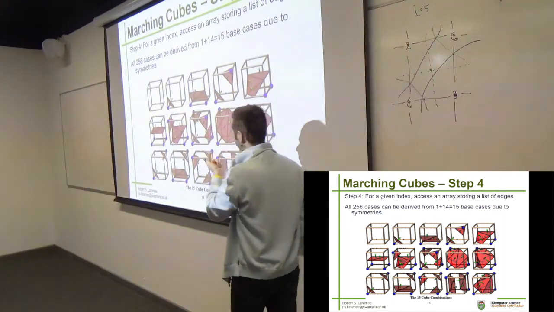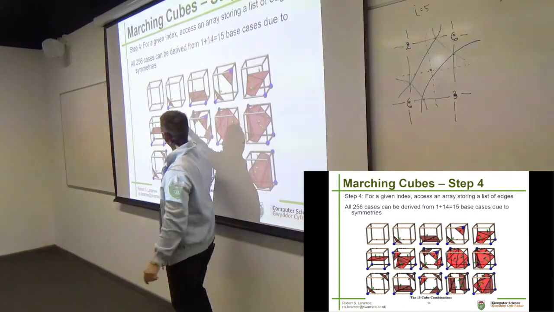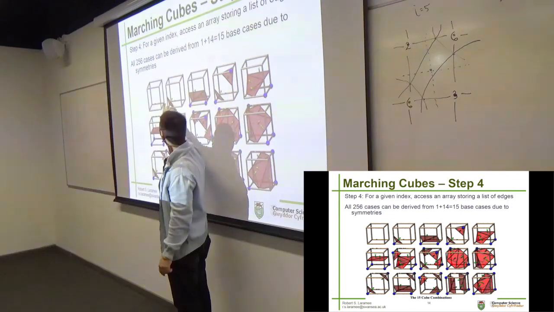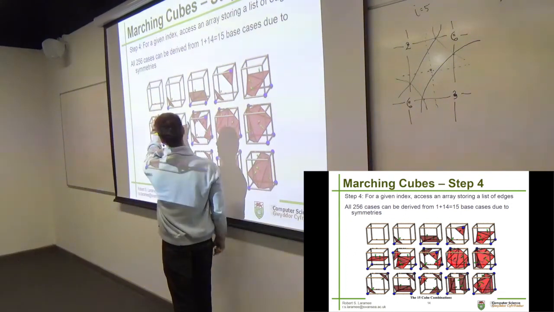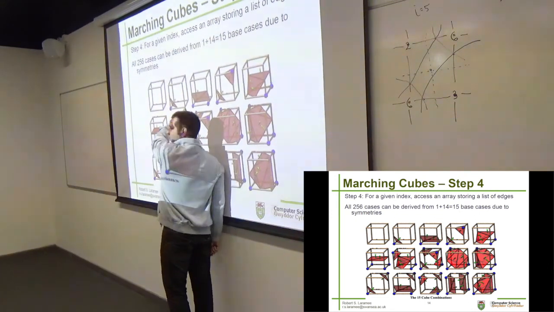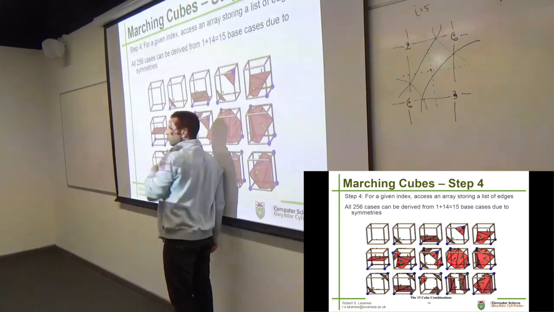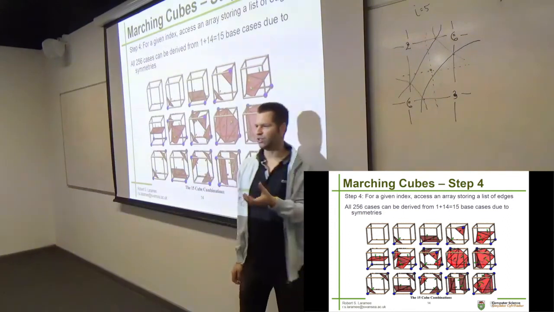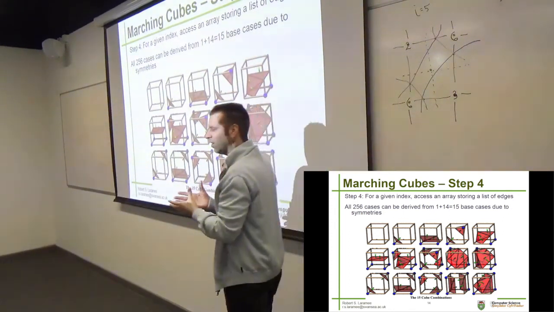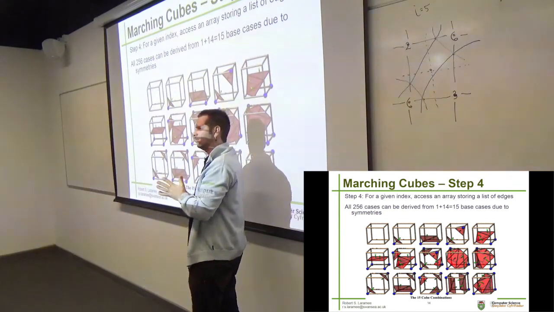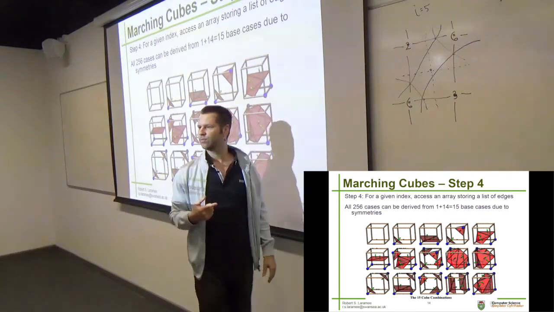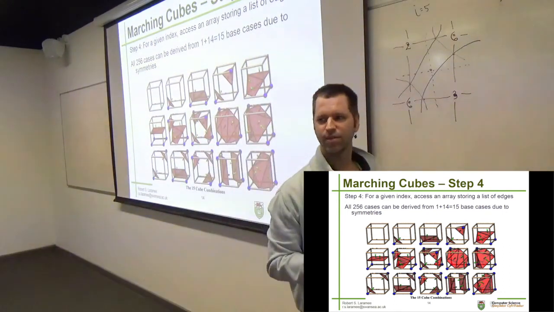And you can see that this can be rotated 8 times and form the equivalent case. Right? If I rotate this thing 90 degrees that way, this vertex will move to this position. That's that reflection and rotation symmetry I'm talking about. And all those cases are equivalent to each other because they all generate just one triangle in the isosurface.